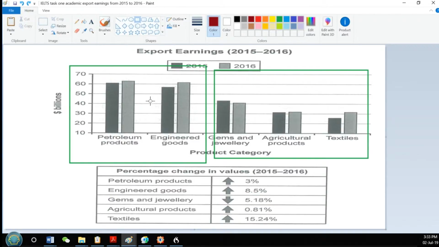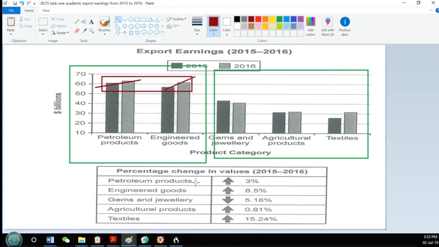Okay, so we've sorted out that we're going to have two body paragraphs. Let's see what we're going to talk about in each paragraph. So when we're looking at this first body paragraph, the first thing that's going to be interesting is that these are all about the same level. There's not any huge differences in them. So we're going to be talking about that. The other thing that's maybe interesting is that both of them are increasing. This one increases a bit more. We can see it's a bigger increase.